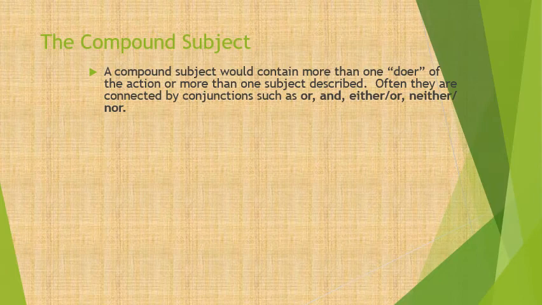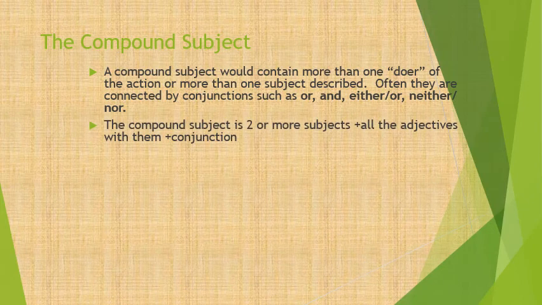Now, to separate the subjects from each other, then I have to add something called a conjunction. And some examples of the conjunctions are or, and, either or, neither nor. So the compound subject is two or more subjects, plus all the adjectives with them, plus conjunction.